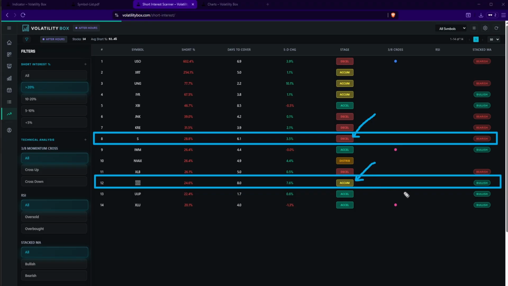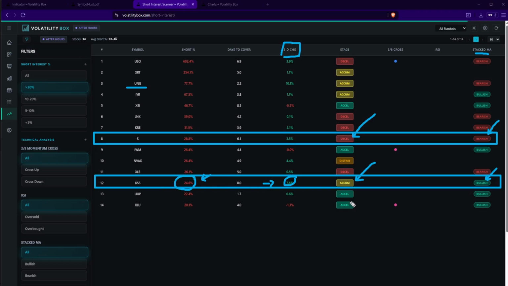That's kind of interesting. If you take a look at this far rightmost column, which is stacked MA, you'll notice that there too our EMAs are stacked bearishly for Sentinel, and our EMAs are stacked bullishly for Kohl's. So very interesting there. Now you also notice there's a 5-day change, and that tells you what has been happening to the short interest over the recent period. And in the case of Kohl's, that stands out because outside of UNG here, Kohl's has had the highest increasing short interest. So Kohl's looks very interesting. What's Kohl's short interest? 24.6%.